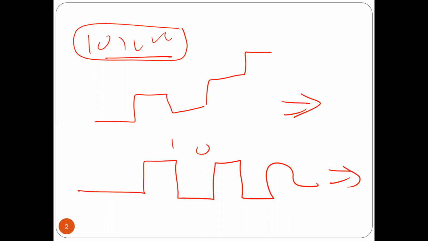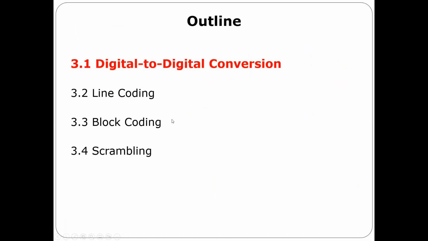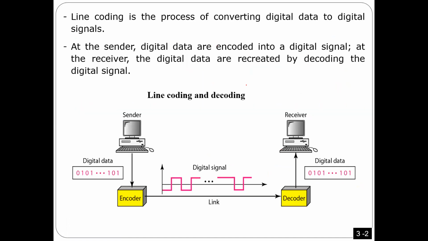And I told you before, this one is used in case the link you have is low pass filter. In this case, you use the whole channel, so you use the whole bandwidth for this transmission. That's what we call digital to digital conversion. Digital to digital means, I think I have a figure here. As you see here, the first digital is for the data, the second digital is for the signal.